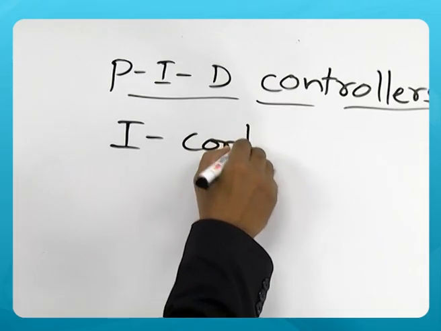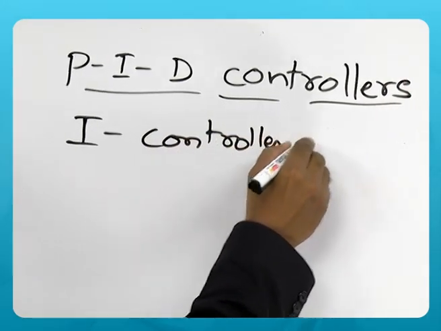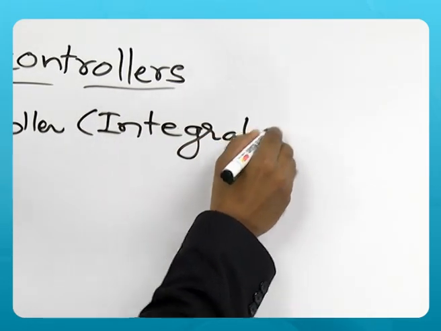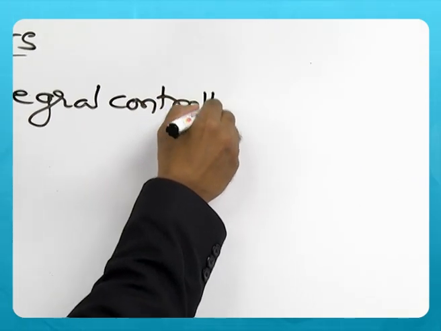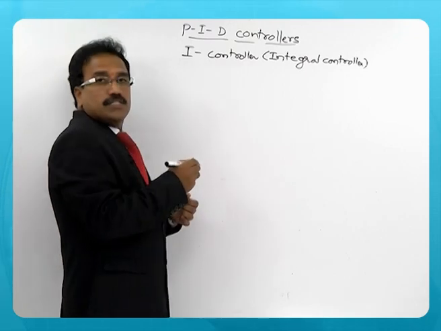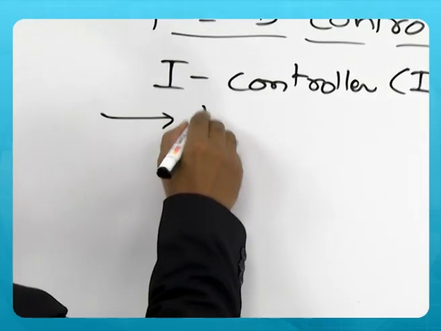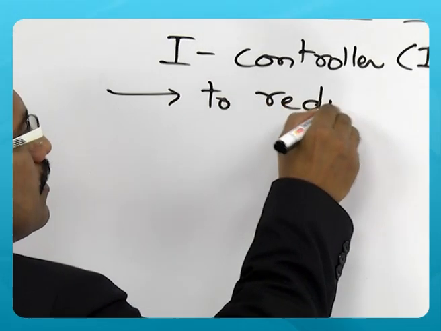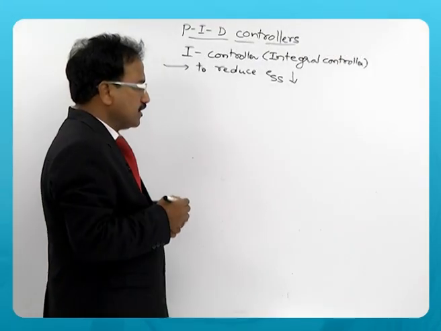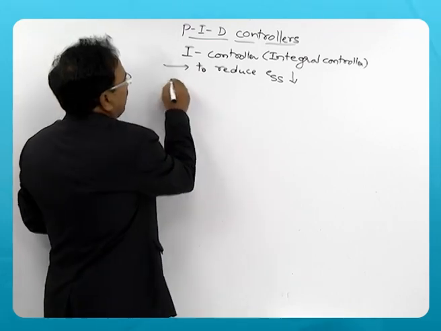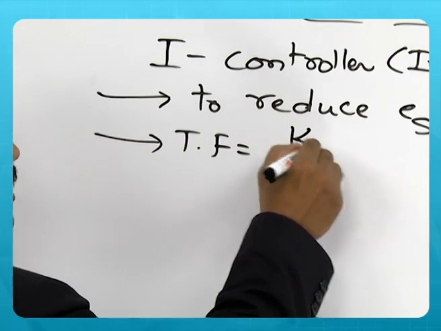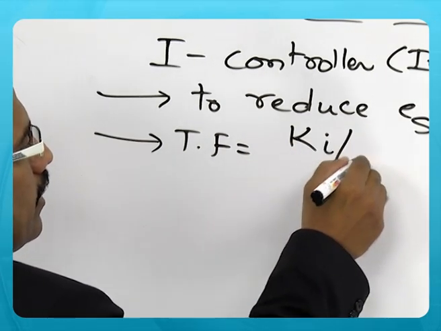I controller, this is nothing but integral controller. The purpose of this integral controller is to reduce the steady state error, and the transfer function of this integral controller is Ki by S.